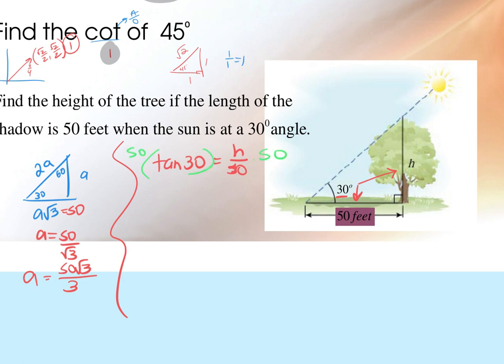I'm going to take the AirPod out. I can literally hear it from here. 50 tan 30. And you get, I'm in radians. Let me go to degrees. Mode, degrees, 50 tan 30. And I get 28.86, so 28.9 feet.